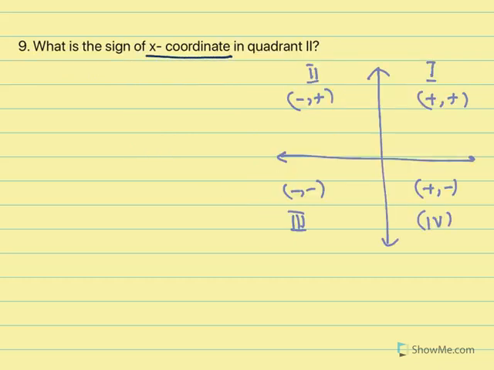What is the sign of the x coordinate in quadrant 2? In quadrant 2, all the points are negative and positive. This is x, this is y. So the x sign is negative in the second quadrant.